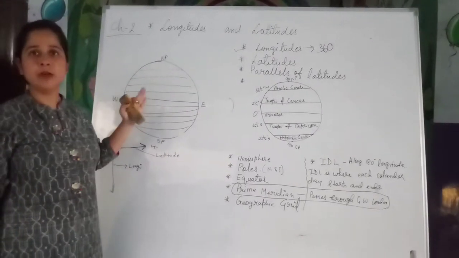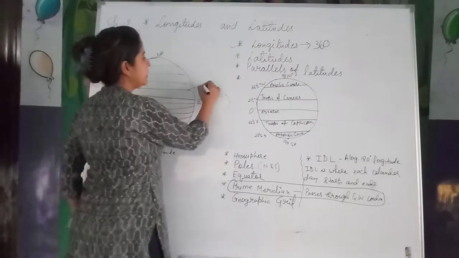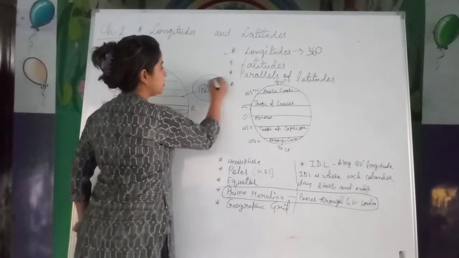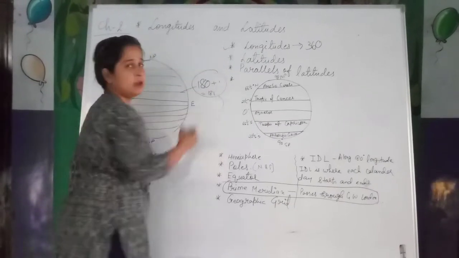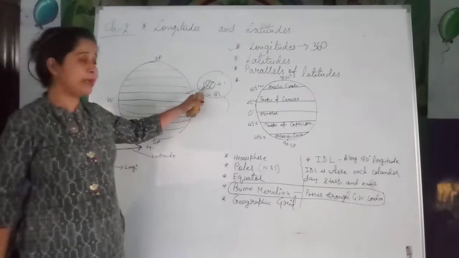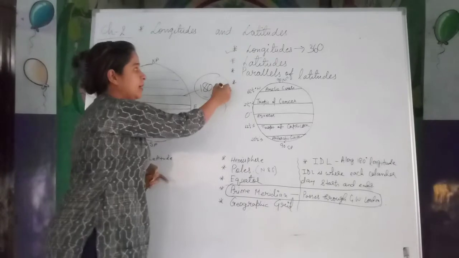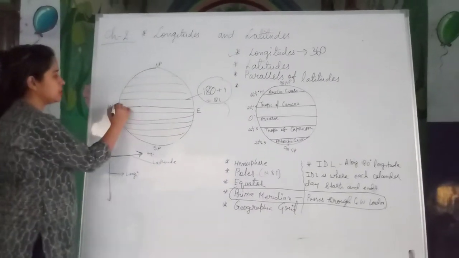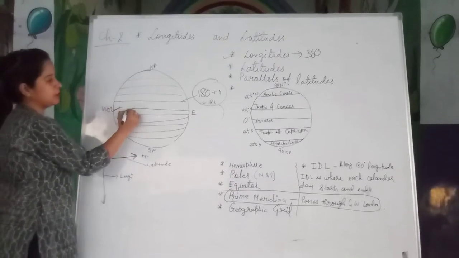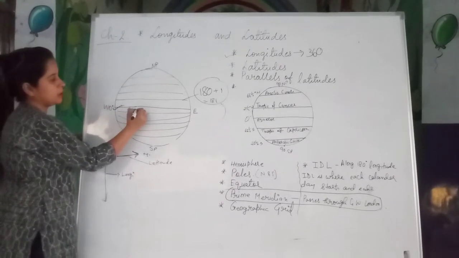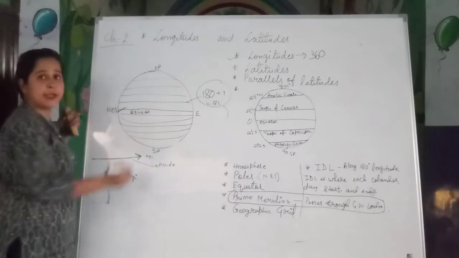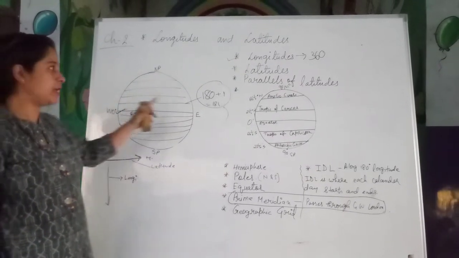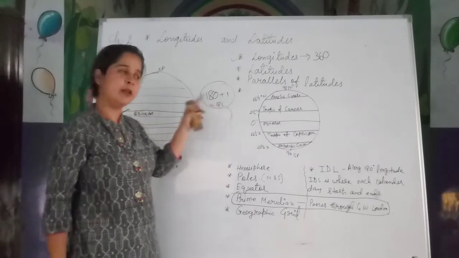And what is the total number of latitudes? Actually these are 180 plus 1, so 181 latitudes are there. Why 180 plus 1? Actually the total number of latitudes is 180, but including the 0 degree equator. The longest latitude on the earth is the equator, and including the equator there are 181 latitudes.